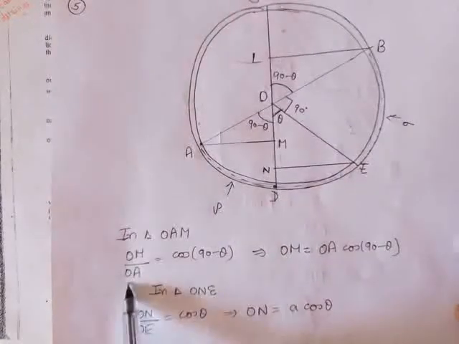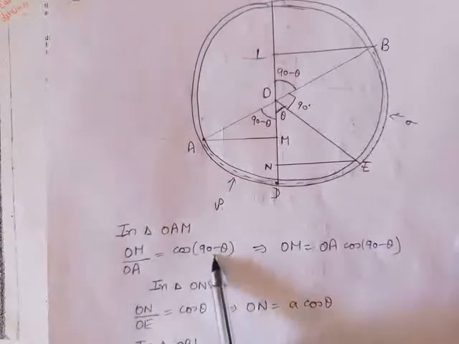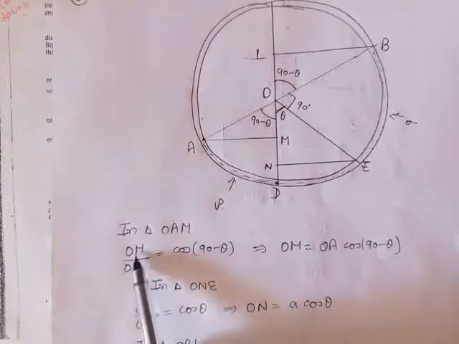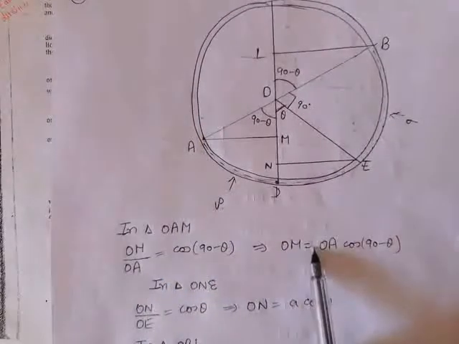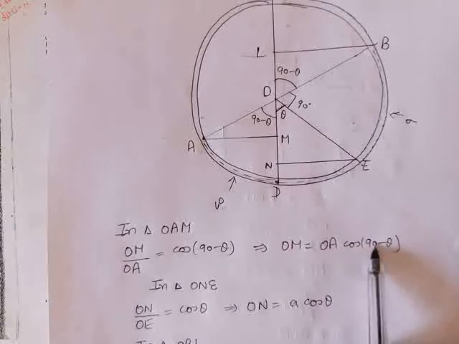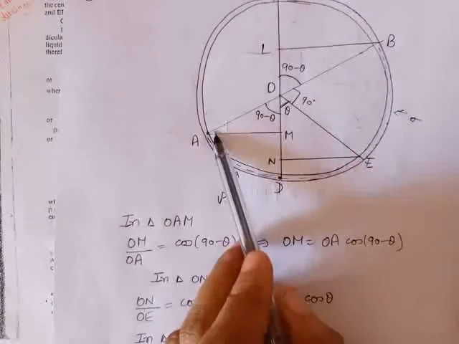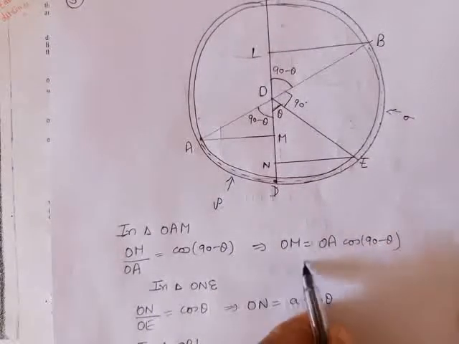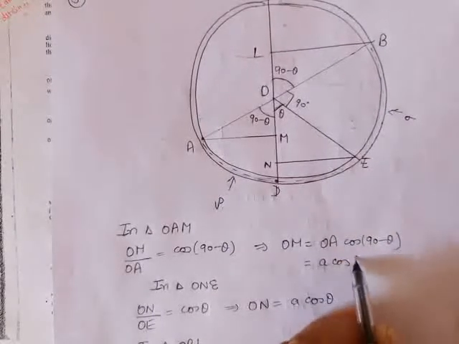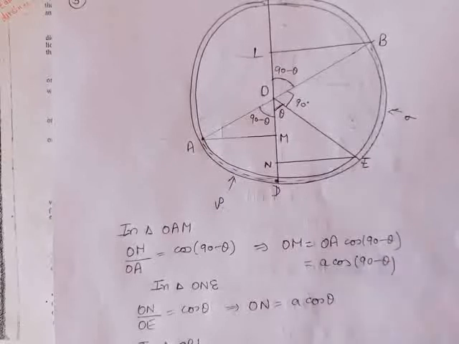So OM upon OA, that is cos of 90 minus theta. So from here OM becomes OA into cos of 90 minus theta. OA, that is the radius which we have taken as A. So OM will become A cos of 90 minus theta.